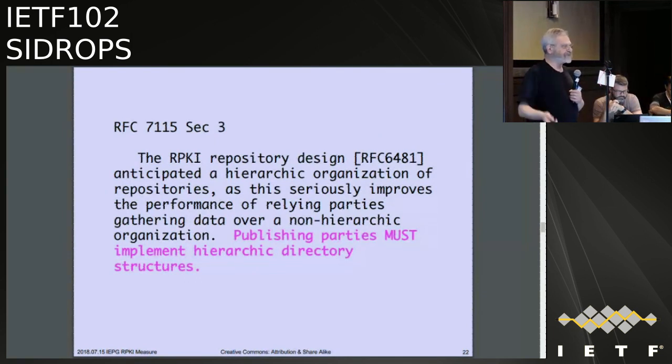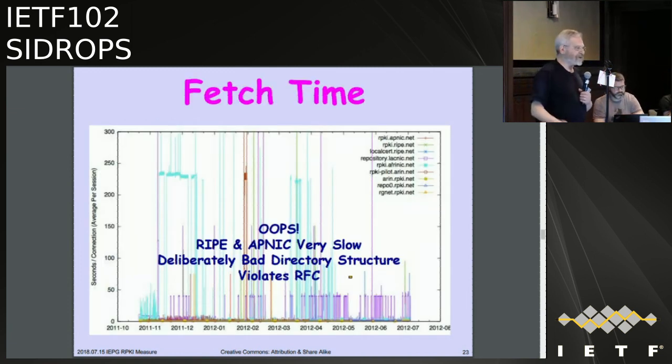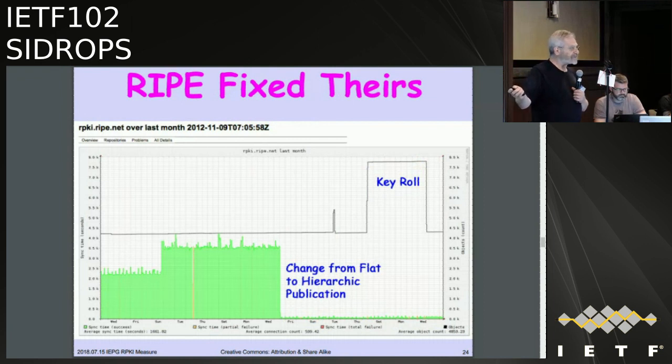RFC 7115 says rsync must be a hierarchic directory structure so it can just fetch it with one TCP setup instead of 5,000. Here's the 5,000. RIPE, APNIC, make you fetch all of them and it takes forever. RIPE fixes it. Look how wonderful that is.